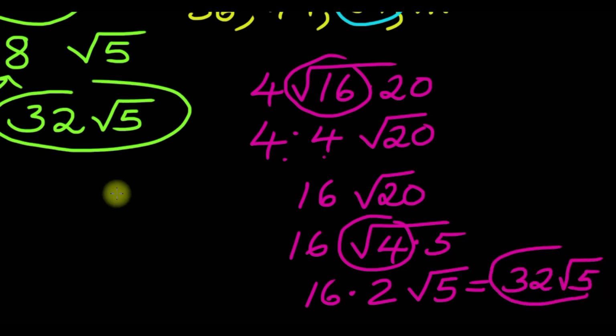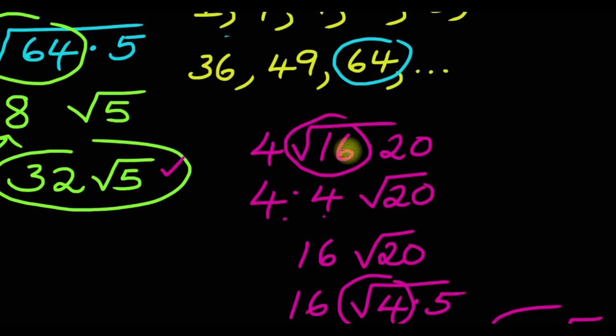As you can see, you end up with the same thing, but this process takes a little bit longer because you have to continue to simplify. That's what happens if you do not use the largest perfect square to break up the radicand.